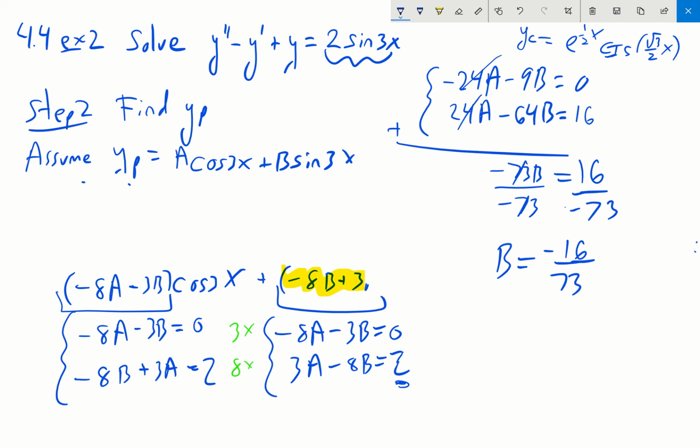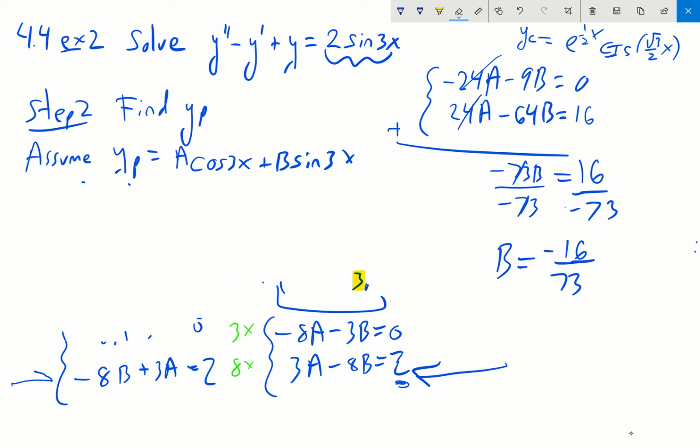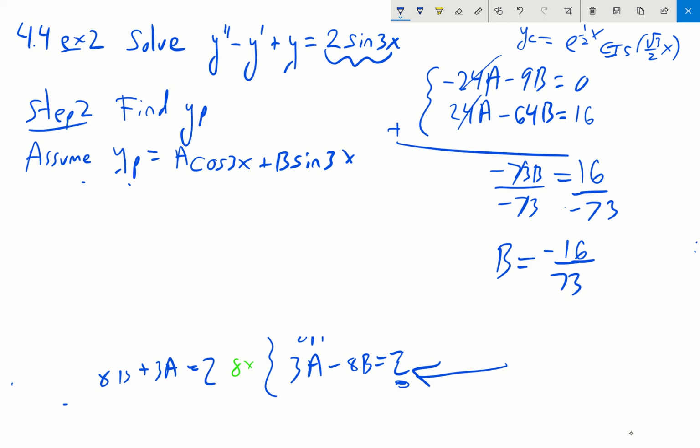So that's good. At least now we know what b is. We can go back and solve for a by plugging in b. It's oftentimes easier to plug it into one of the originals. It doesn't matter, I'll plug it into this one right here. We know that 3a minus 8b equals 2. Everywhere I see a b, I can replace it with negative 16/73.